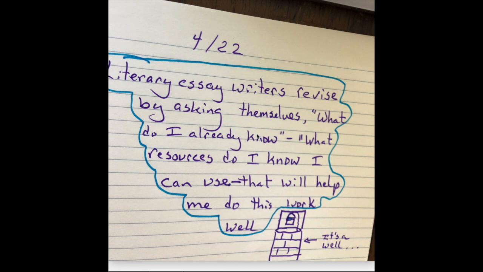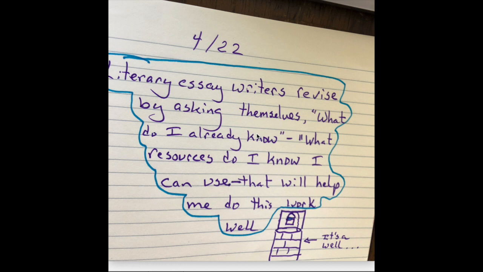With that being said, today's teaching point is literary essay writers revise. Literary essay writers revise by. Thank you, Raina. So you're trying to already figure out what you know, and one of the things you do know is where to get resources that will help you do this work well.